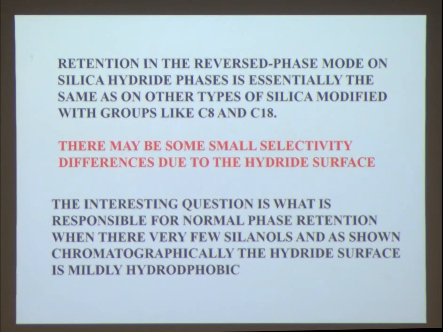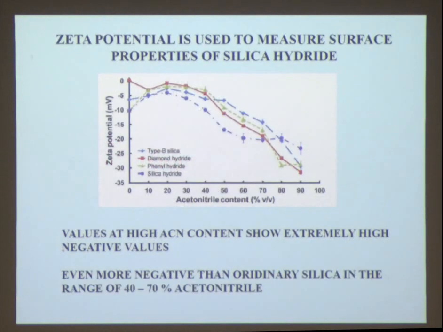We could say, okay, we can prove that there are differences between the two, but how do we rationally explain the fact that we can get retention of polar compounds on a hydrophobic surface? So the first thing we did was we measured with our colleagues in Australia what's referred to as the zeta potential. The zeta potential, from a simplistic point of view, is just the overall charge on the surface, as a function of the amount of acetonitrile in the liquid surrounding it.